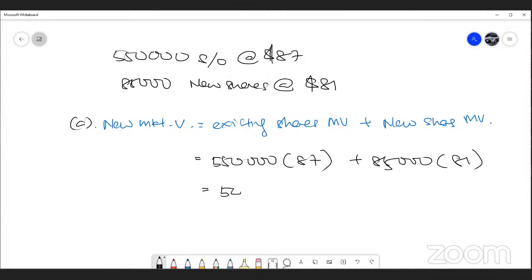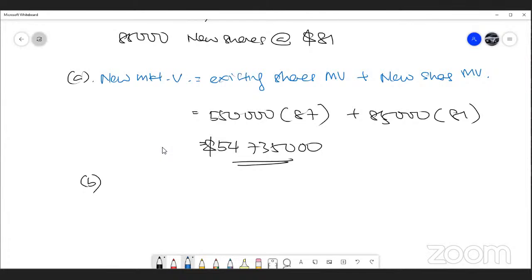So this company now is worth $54,735,000. This is the new market value of the company, the incorporation value, $54.735 million.